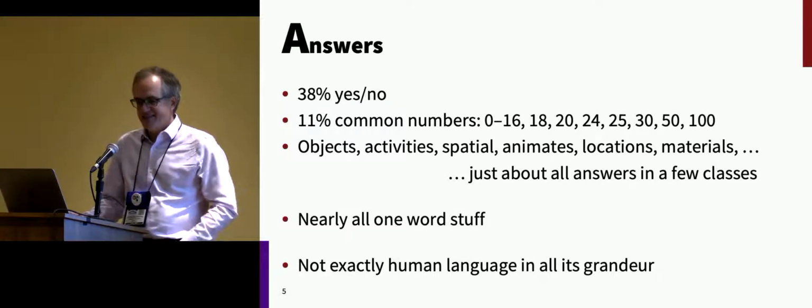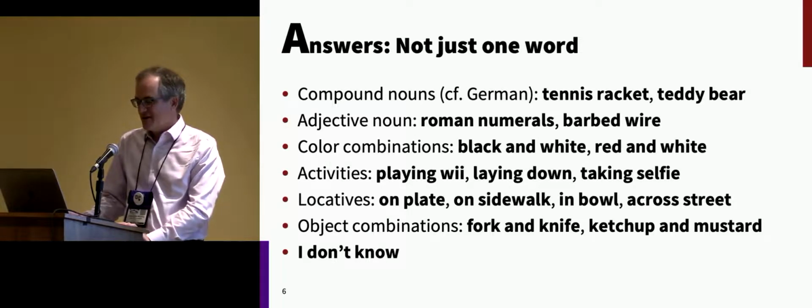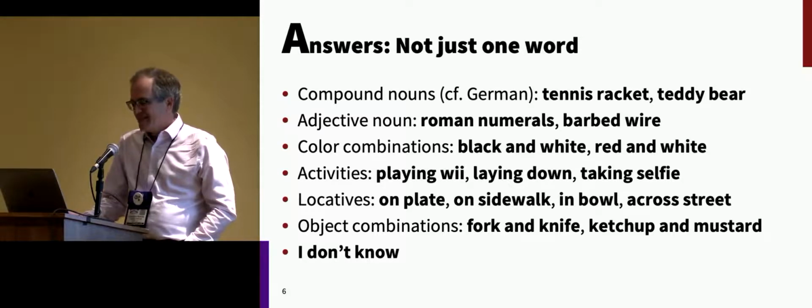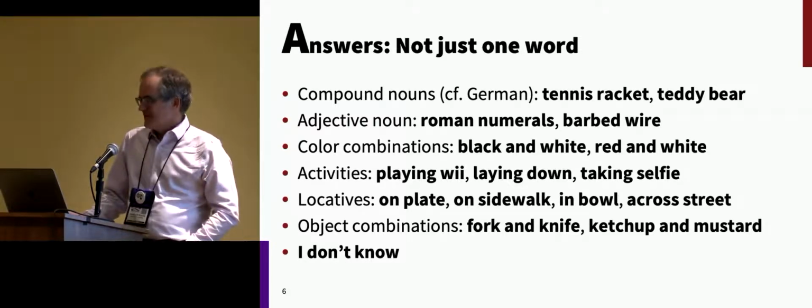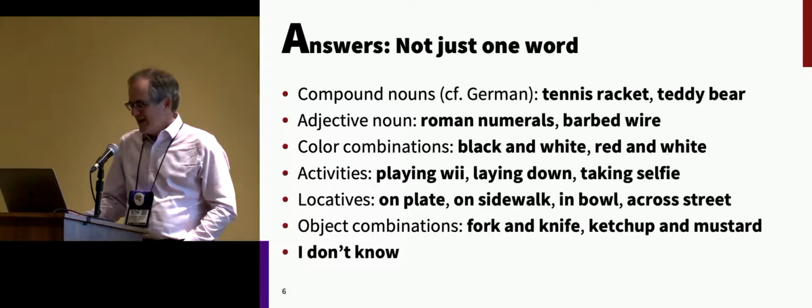And so you could react that this is not exactly human language in all its grandeur. There is some other stuff. There are compound nouns like tennis racket, adjective nouns like barbed wire, some color combinations like red and white, activities like playing Wii. I guess it was when the MS COCO data was put together, but there's an amazing amount of Wiis in the MS COCO data set. There are some locatives, on plates, on sidewalks, and some object combinations like fork and knife, ketchup and mustard. But this is still pretty simple language, and a lot of it is kind of calques, right? A lot of the things like ketchup and mustard or black and white or barbed wire are really fixed phrases. They're not really compositional language.